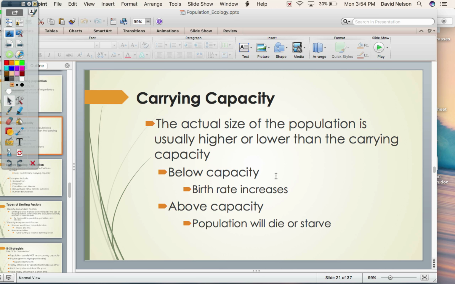When we're below the carrying capacity, our birth rate will increase, so we'll have more individuals living and surviving off of the available resources, and so in turn, that's going to result in more organisms there to reproduce, so our birth rate will increase. When we go above our carrying capacity, we have exceeded what the environment is able to support. So there's going to be individuals that are going to die and starve off, which is going to, again, decrease our population size.